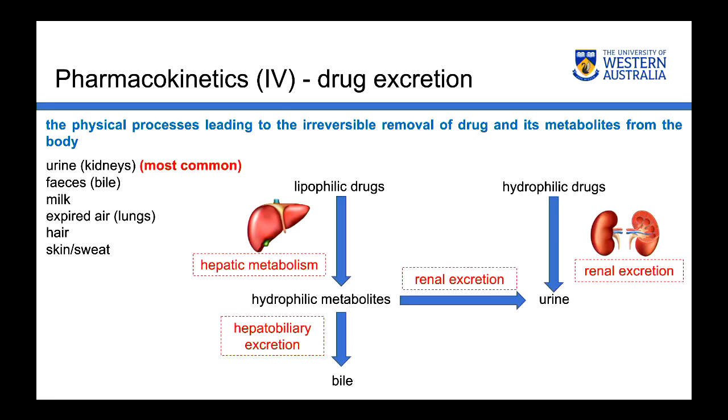And because of this, the kidneys are susceptible to drug-induced toxicities. There are some examples associated with antimicrobial drugs. And the liver, on the other hand, is also susceptible to drug-induced toxicity because it's the main organ for drug metabolism. So liver and kidneys are two organs that are susceptible to drug-induced toxicity.